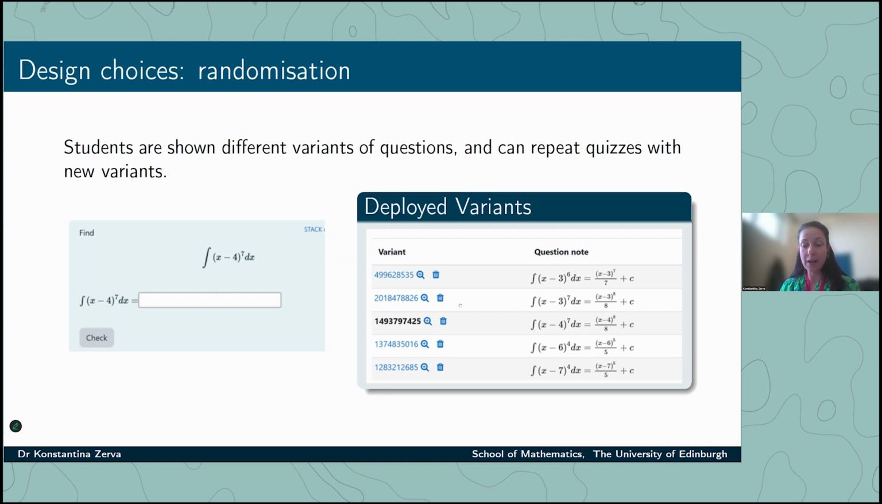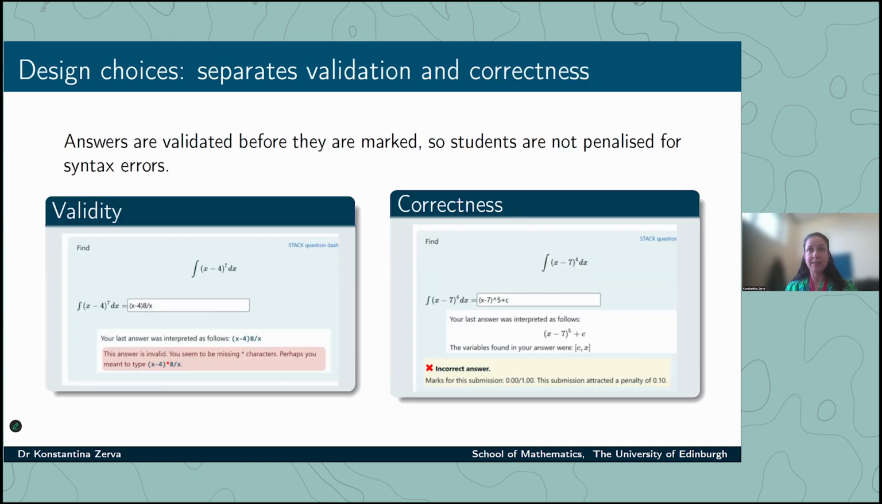And also when they go back and redo the quiz for revision, they may get a new variant, so they get extra practice. A key feature of Stack is that it separates validation from correctness, meaning that if students put something that is invalid, like here missing a multiplication symbol, they won't get penalized for a technicality. They will receive a message that the answer is invalid, so they get the chance to put something that is valid. Obviously, if it's mathematically incorrect, they will get penalized.